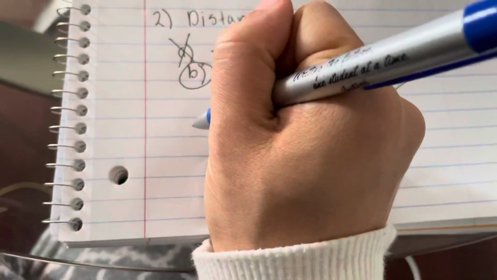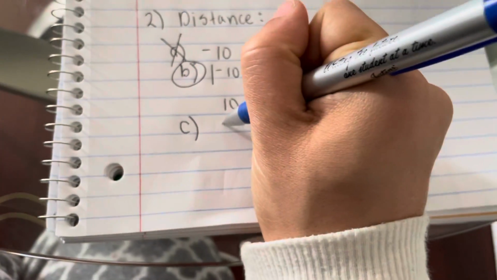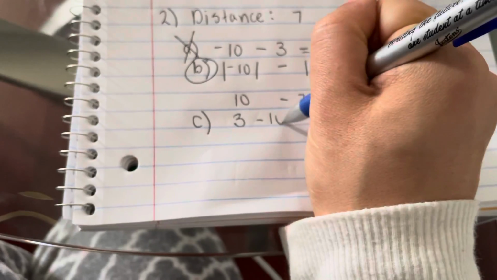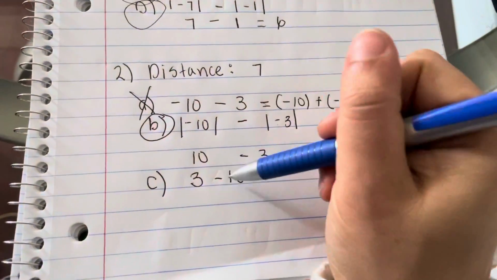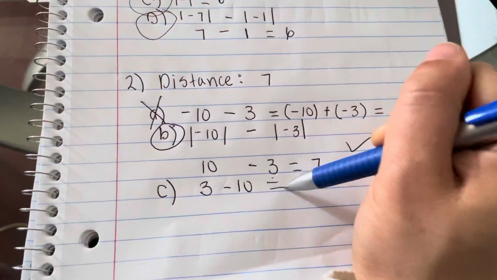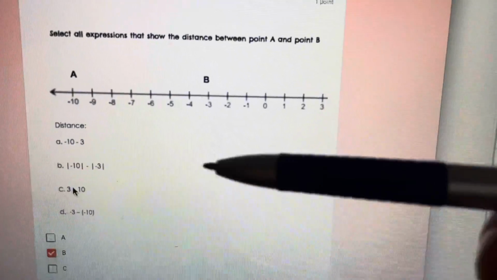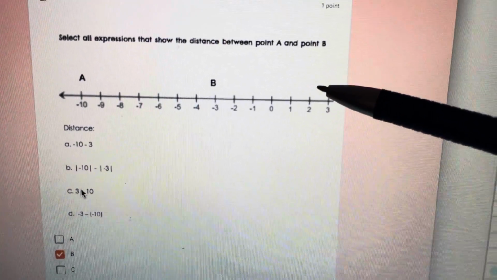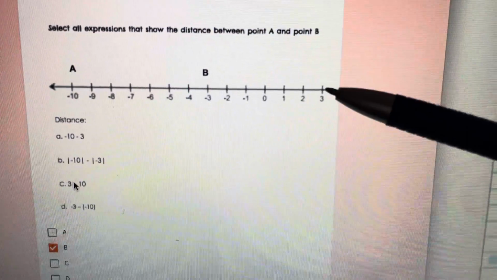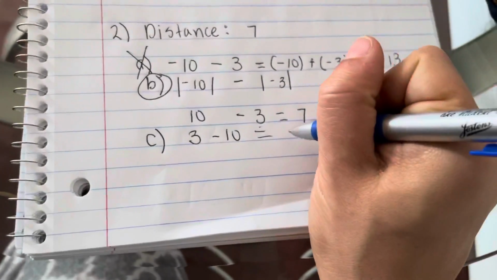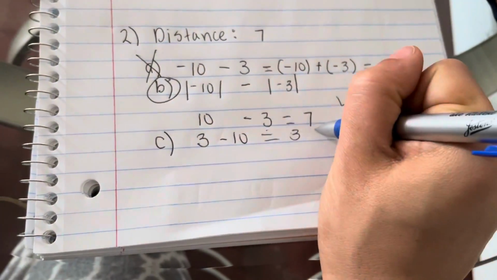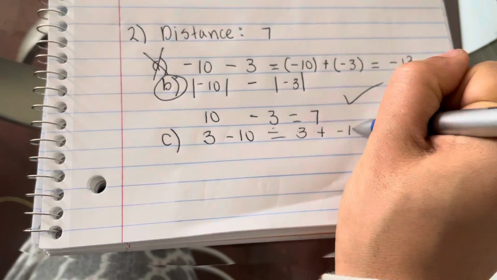Okay, next we have is C, which is 3 minus 10. So I'm going to put C here. So if you're typing, you could just pause this video, make sure you type all of the work. This is 3 take away 10. Again, if you're on the number line here, this is literally saying you're at 3 and you have to go back 10, which means you're definitely going to be in the negatives, right? So you have 3 minus 10. That's the same as, we could just practice this, 3 plus -10.